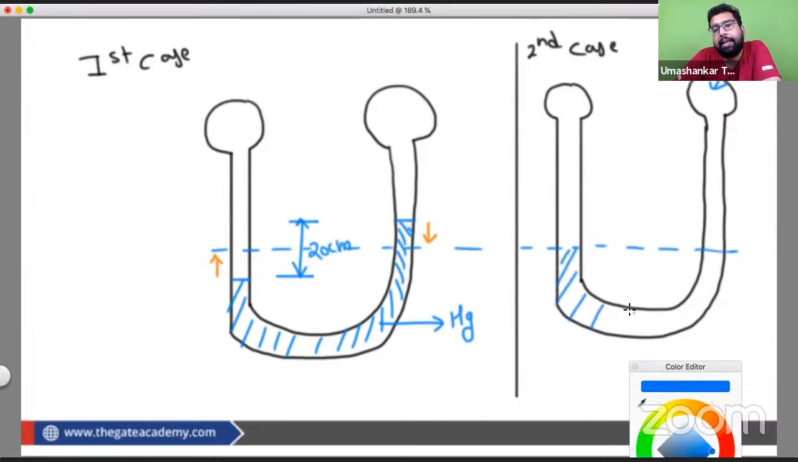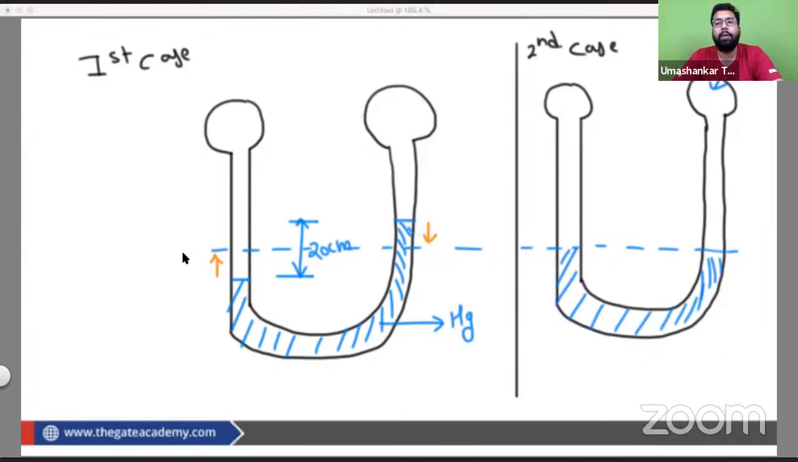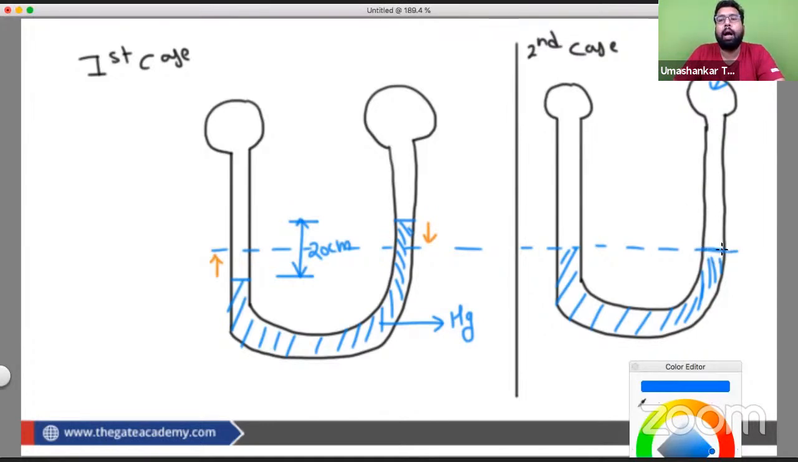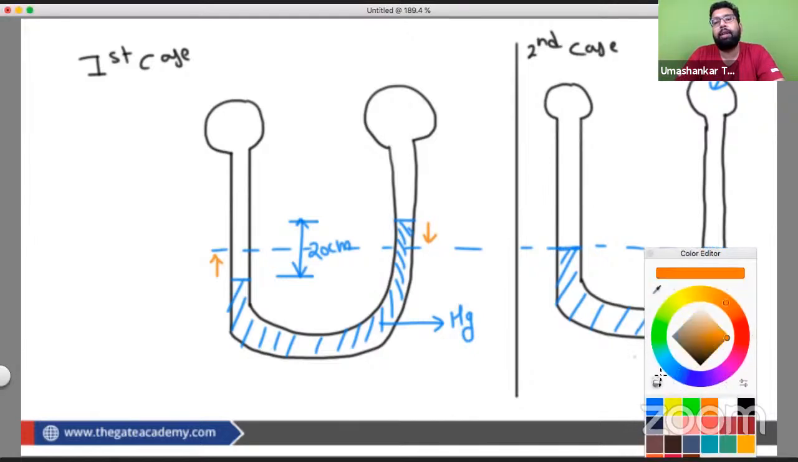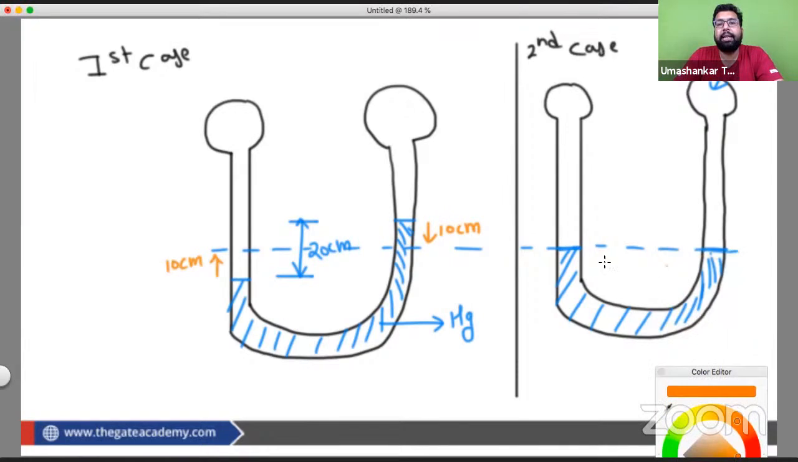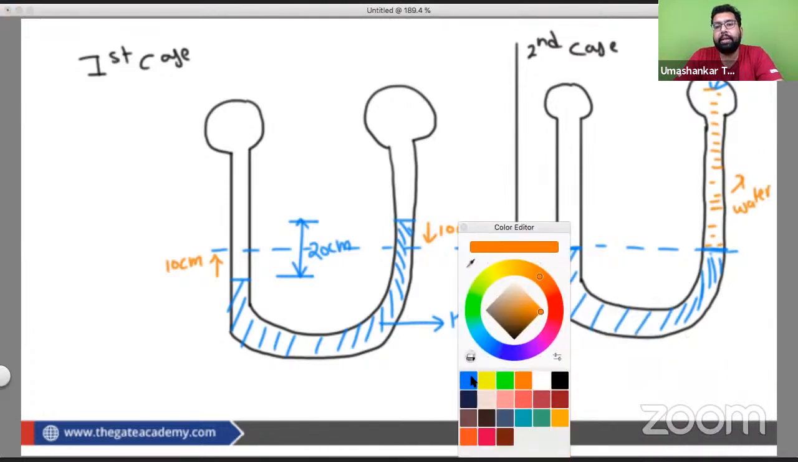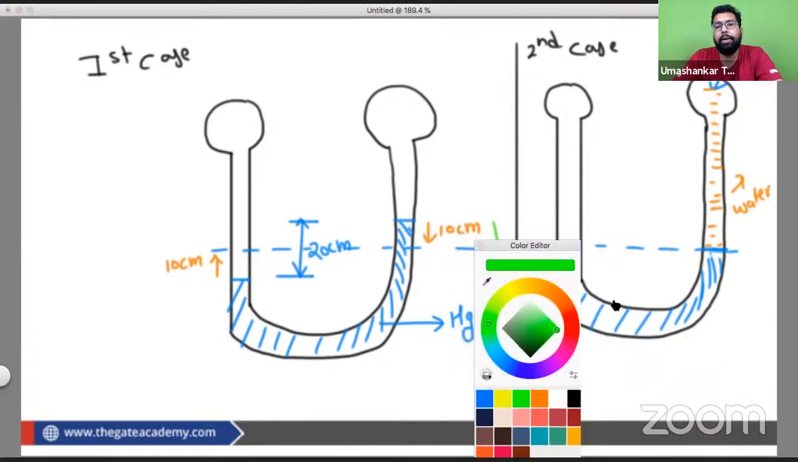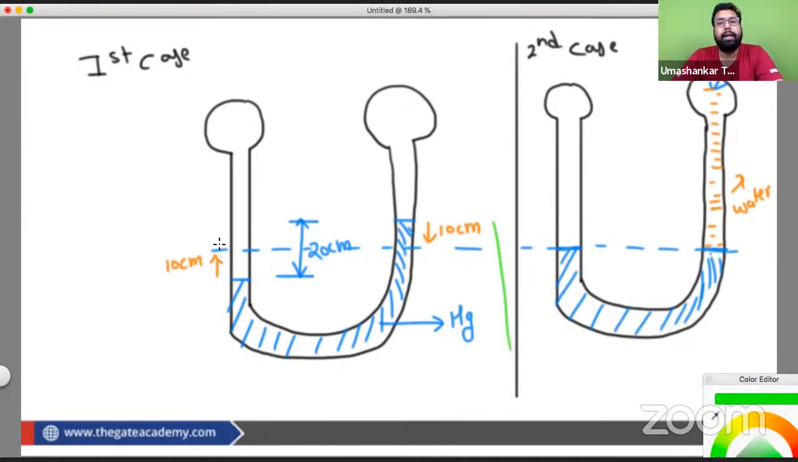So in the second case, when they reach the same level, you must be stopping to increase the pressure. Do you understand this, that this should go 10 centimeter down and this should go 10 centimeter up, right? So now if it is going 10 centimeter down, in this whole region now we have water only. Yes or no? And in this region we have oil only, right? So this side, 10 centimeter, it went up.